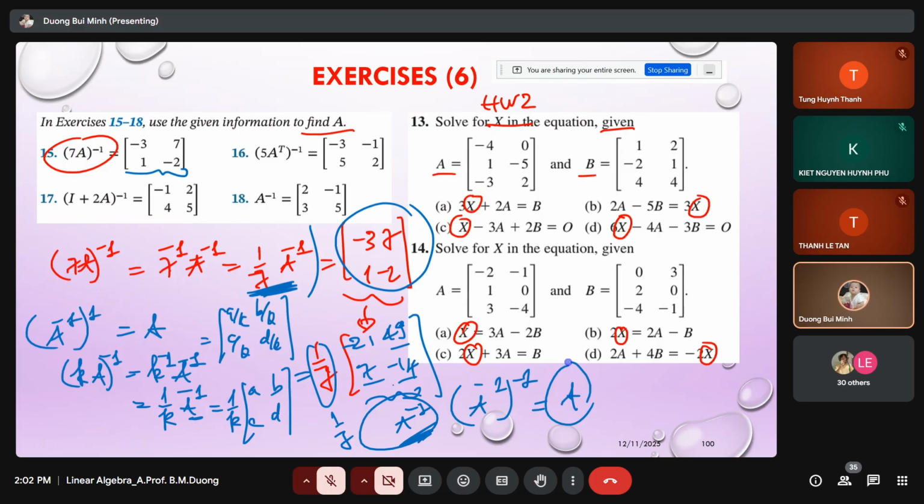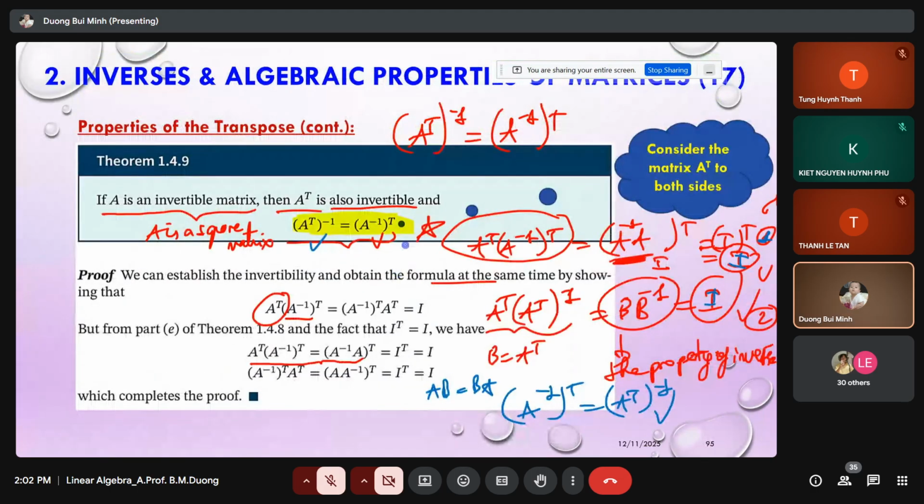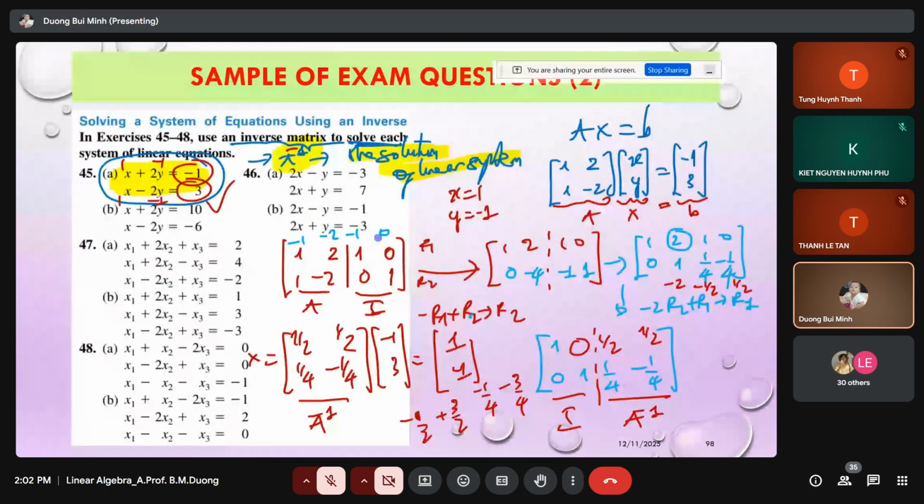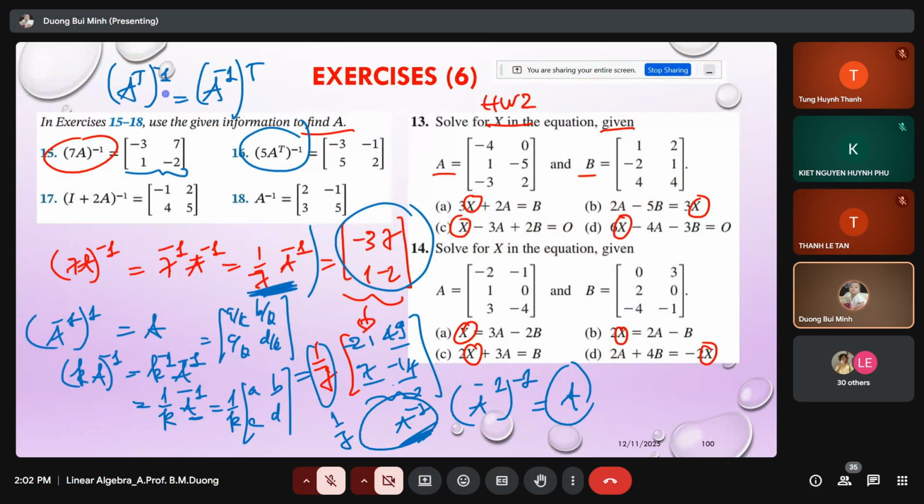So then here we have the transpose of A, and then minus 1. That means you get the inverse of A, and then you take transpose. Transpose of A to the power minus 1 is the inverse of A, transposed. Okay, so here like this, transpose of A, take the inverse.